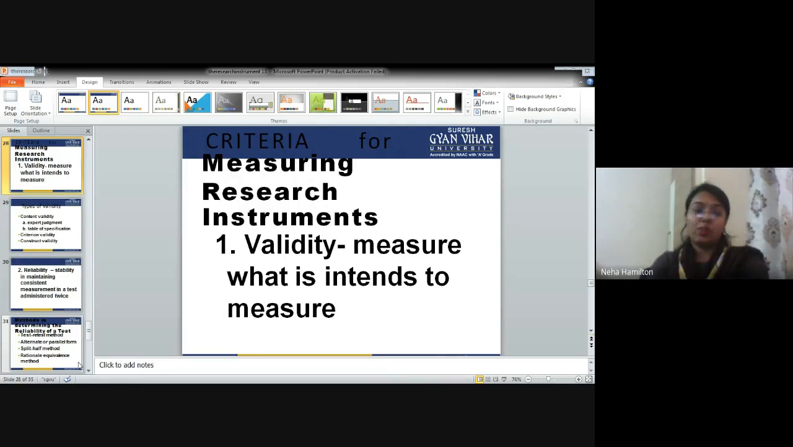Now we have studied what research instruments are all about. Now how do we measure whether this research instrument is appropriate for the study or not, whether it is reliable or not? There are three measures through which you can calculate the reliability of your research instrument. The first is called validity. Validity means measuring what it intends to measure, right? Whether this scale is valid or not, whether this scale is measuring what it is meant to measure or not.